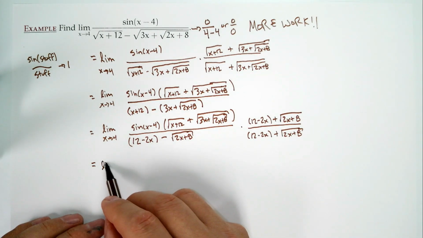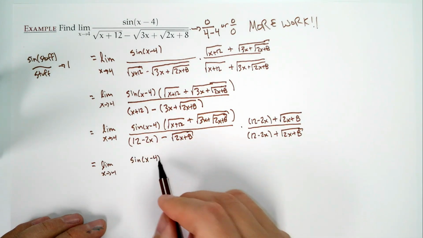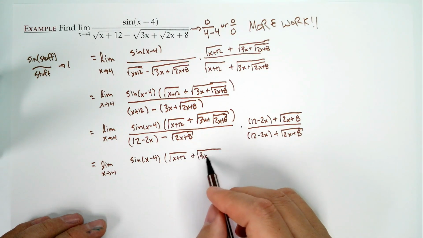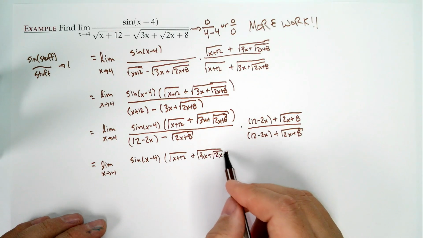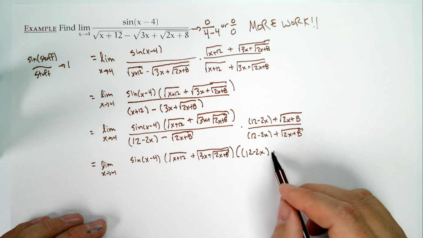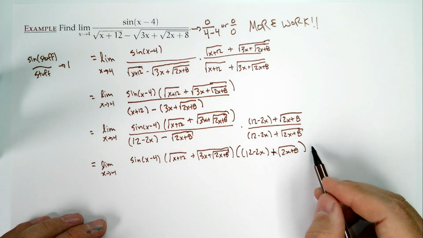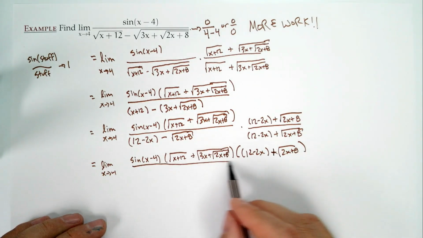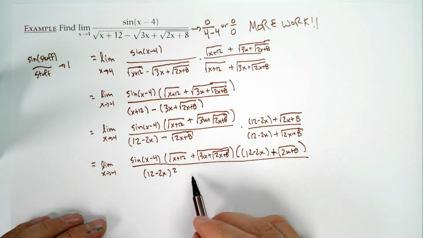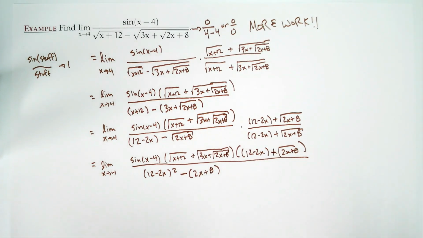Well, upstairs we grow even more. Sine x minus 4, square root x plus 12, plus that square root of 3x, plus square root of 2x plus 8, times 12 minus 2x, plus square root of 2x plus 8. Good, that's a plus sign in the middle. All over downstairs. 12 minus 2x squared minus 2x plus 8. Good.